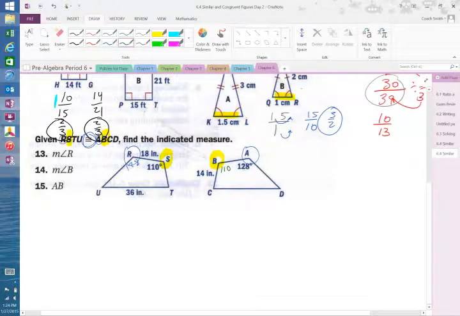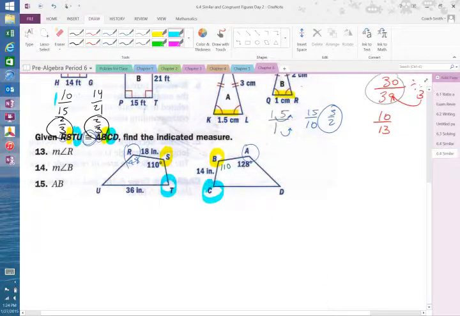Okay, then it says angle C and angle T. So there's T and there's C. We don't know what the measurement of those angles are. But we do know that BC has to be 14 inches, so what does ST have to be? 14 inches. And we know that R and S are the same, so A and B have to be the same. So what is the measure of our AB? 18 inches.